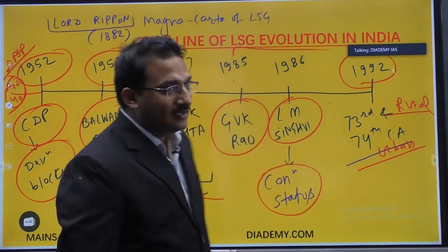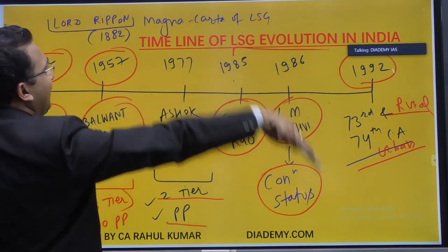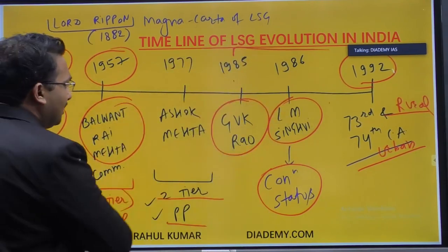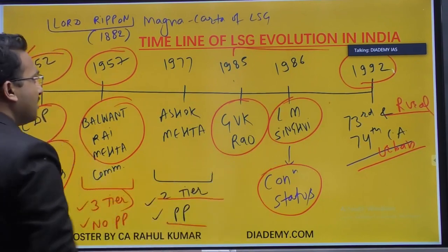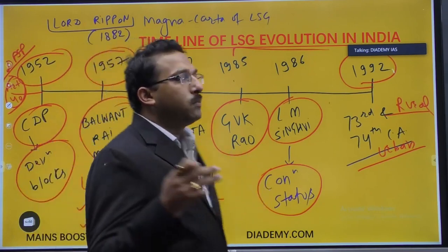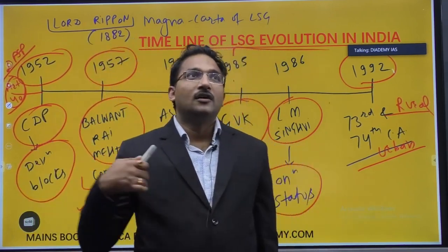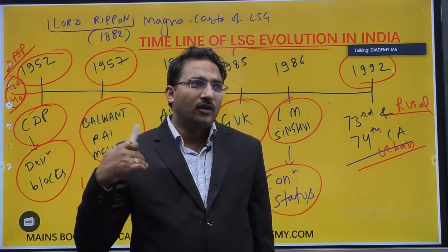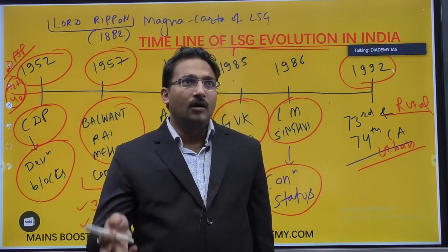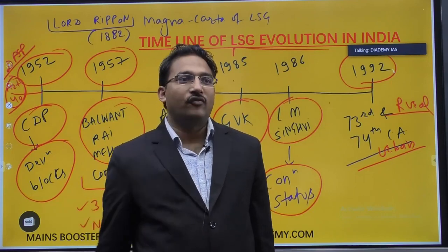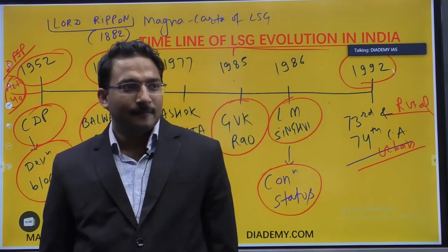Timeline you can use, right? Timeline of local self-government evolution in India. You can use it in the introduction, in the body part, in a subtopic, right? Suppose timeline of poverty initiatives, timeline of food security, timeline of financial inclusion, timeline of parliament, timeline of federalism. You can use multiple types of timelines wherever possible, right?